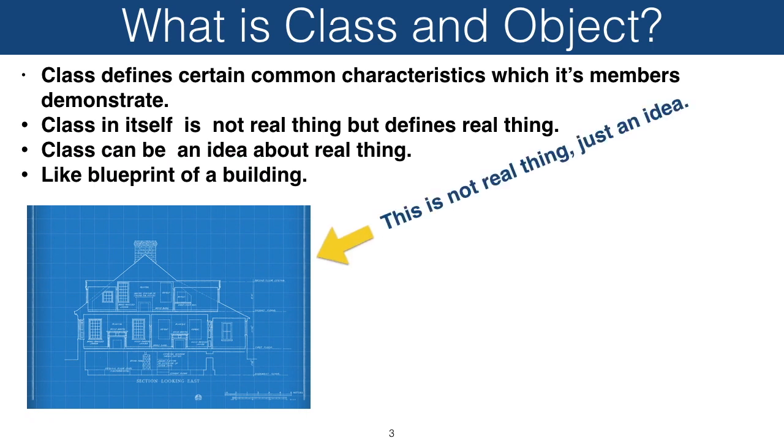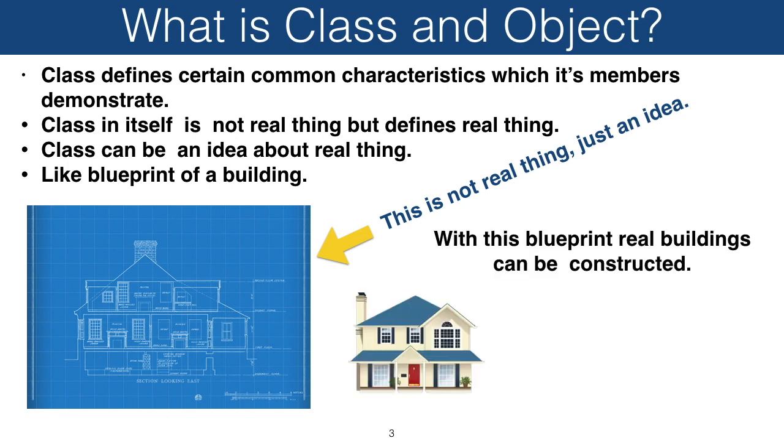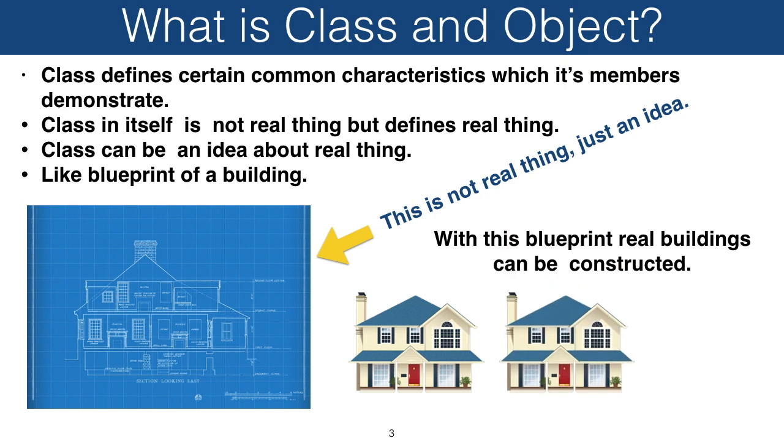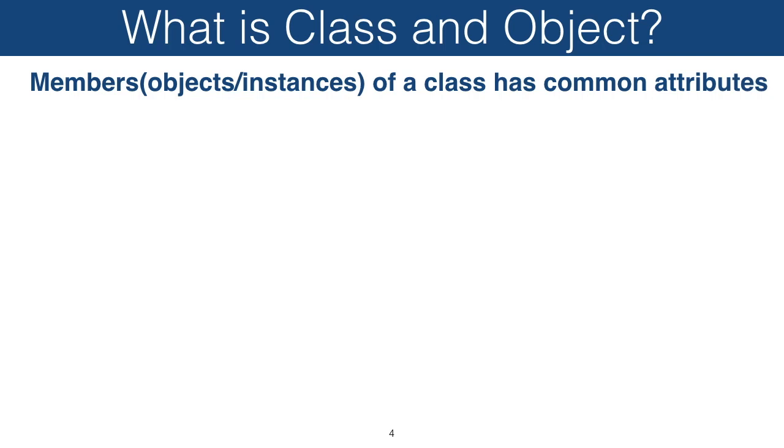This is not a real thing, just an idea. With this blueprint, real buildings can be constructed, like this one, and this one. So these are objects. Okay, real buildings are objects. Members, objects, instances of a class have common attributes.